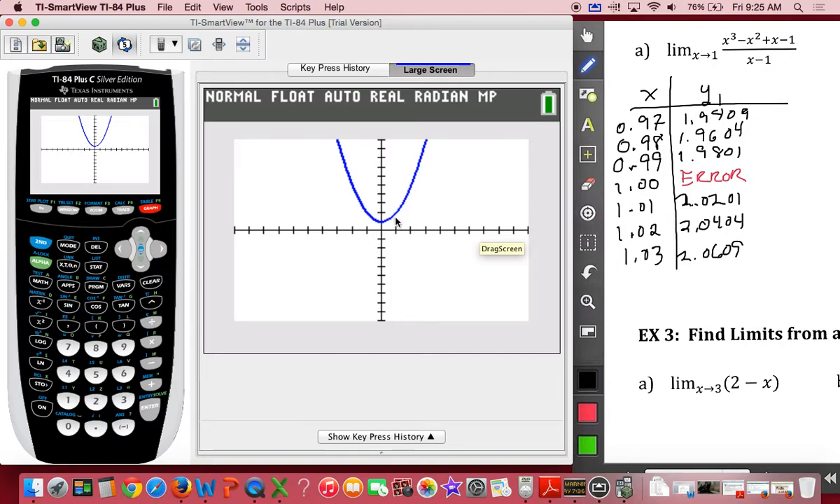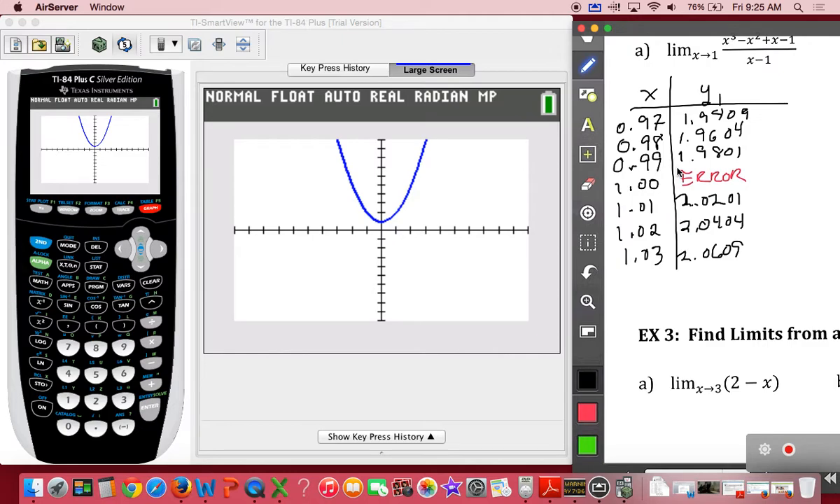Technically on your graph, and your calculator won't show it, shouldn't there be a hole right here on your graph? But remember, your calculator won't show that. All right, so any questions on that one? All right, so let's look at the next one.